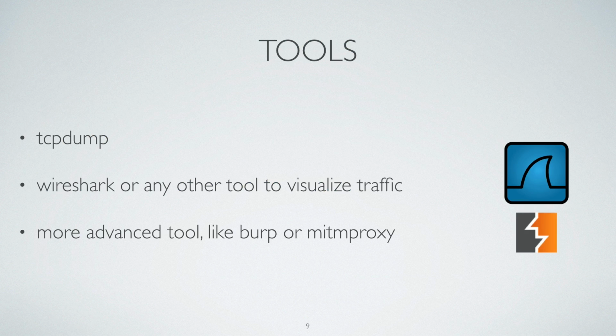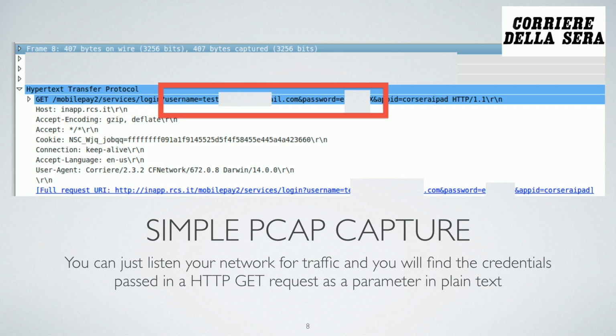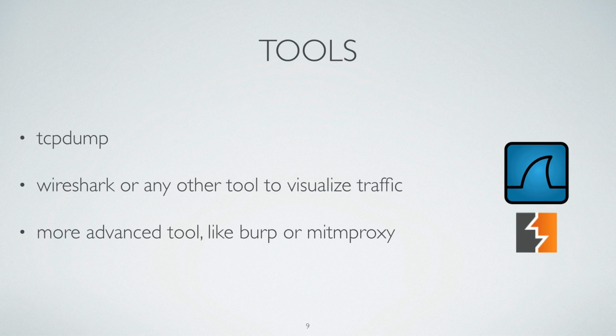Well, it's enough to use some very simple tools, like the one that I showed you. It's enough to use tcpdump, which is a packet capture tool. So every packet that transits through your network interface will be saved in a pcap file, and you can analyze it with a tool like Wireshark, which will help you visualize and analyze the traffic that you capture.